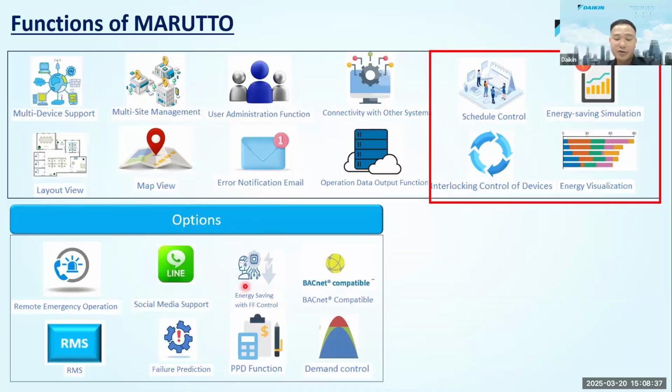The next one is energy saving with FF control. This feed-forward control is an optimization of the operation, but it is still not available at the moment. It will be available maybe in Q2 of this year. This one uses AI to optimize the performance of the aircon equipment, as one part of the energy saving solutions.